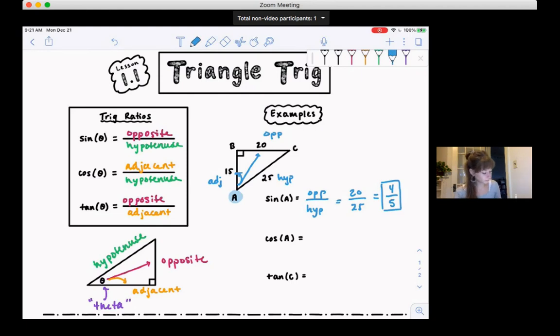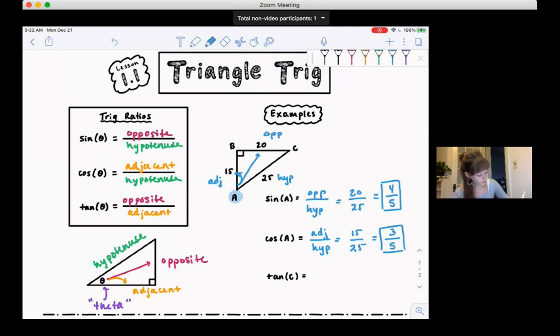We're still with angle A, so cosine of angle A is defined as the adjacent side over the hypotenuse. The adjacent side this time is 15, and the hypotenuse is still 25. So cosine of A is 15 over 25. Again, we can leave it like that, or we can simplify this fraction. They're both divisible by 5. 15 divided by 5 is 3, and 25 divided by 5 is 5. So the simplified answer, cosine of A, is 3/5.